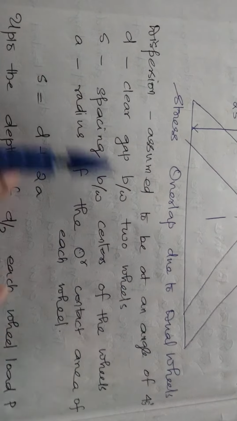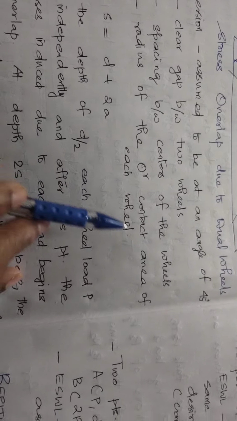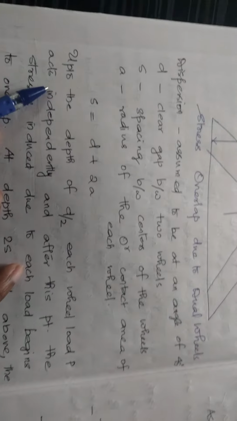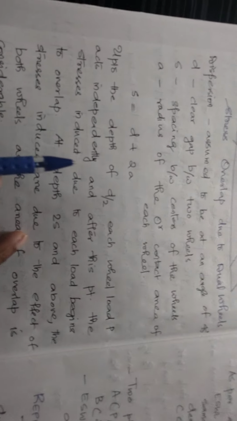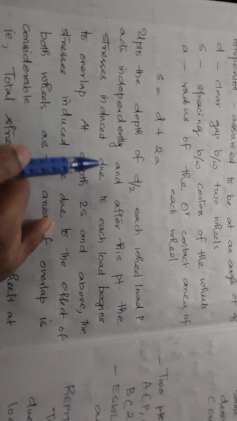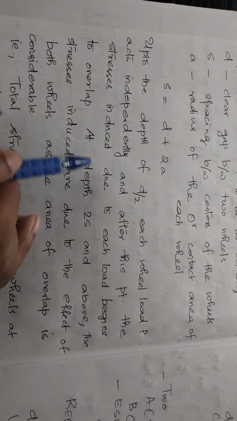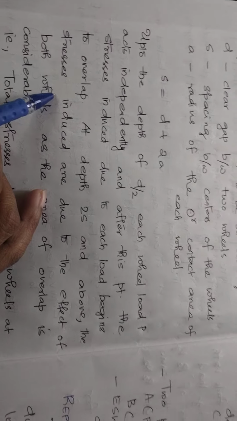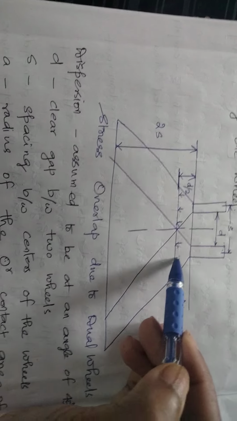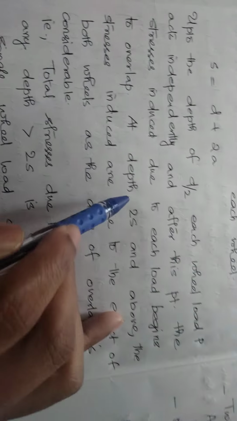S is the spacing between the centers of the wheels, and A is the radius of the circular contact area of each wheel. So S is equal to D plus 2A. Here, adding the two radii gives D plus 2A. Up to the depth of D by 2, each wheel load P acts independently, and after this point, the stress induced due to each load begins to overlap. So up to D by 2 they act independently, and beyond that overlapping occurs.